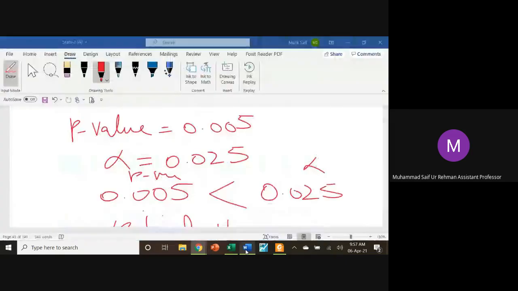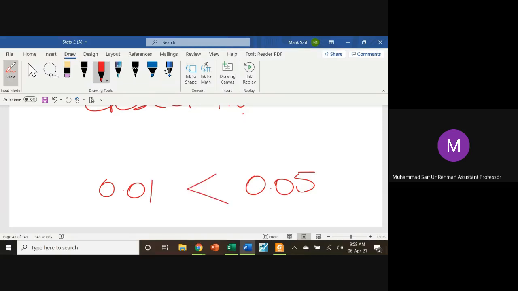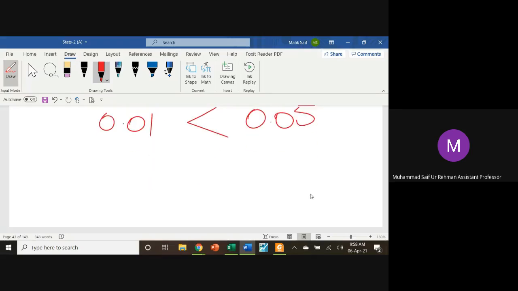So both ways are correct. You may take any value. If you are going to take 0.05, here the probability value for two tails will be 0.01. Out of these two, which one is larger? Definitely alpha is larger. So using any strategy, you will have the same answer. In this particular case, as the probability value is less than alpha, reject H naught. In all cases, using all strategies, the result is the same. You are going to reject H naught.